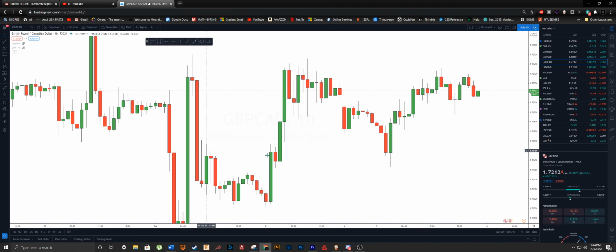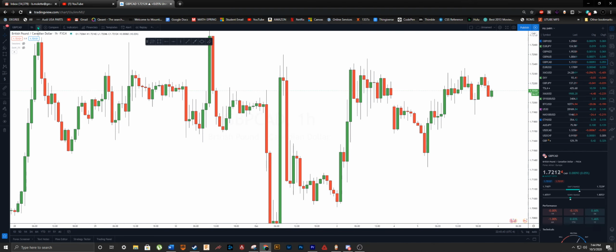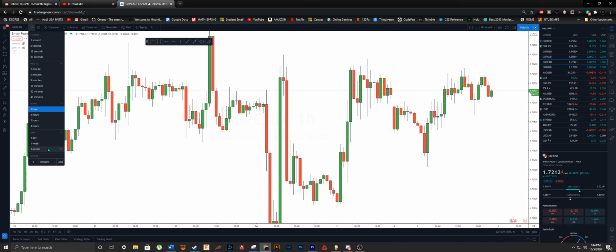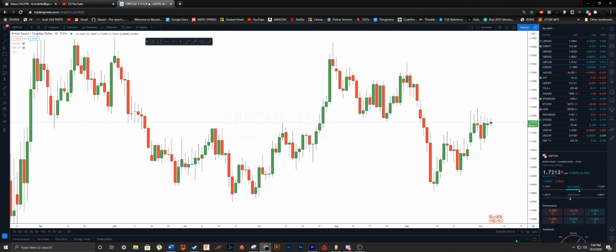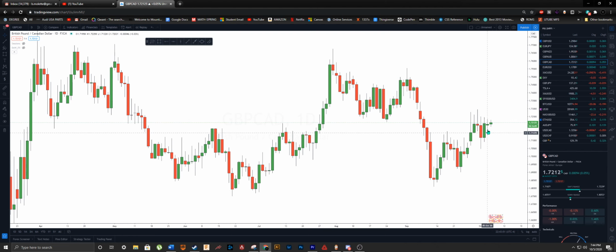All right, and that's for my analysis. I tend to work top down from my analysis. I start at the daily chart just to get a really big picture of what price is doing. So each candlestick is a day.